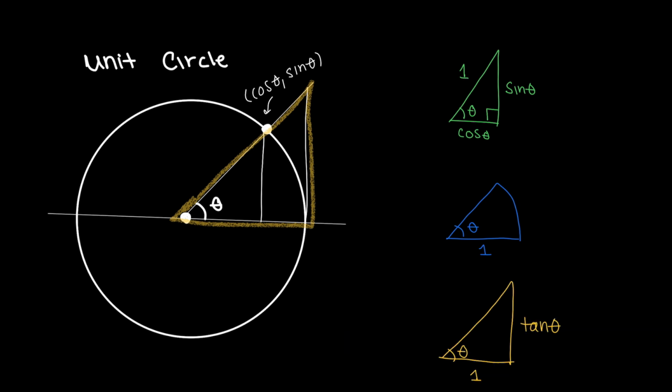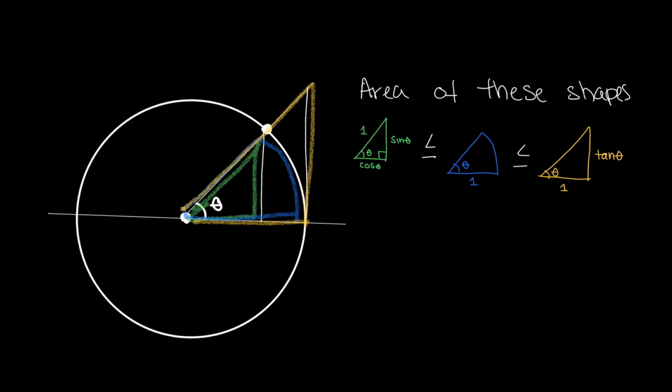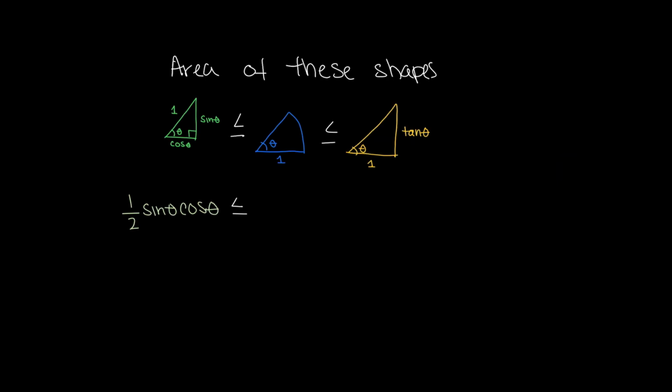Okay, so I've got these 3 shapes within my figure, and looking at this picture, I can see that the area of the green triangle is going to be the smallest. So the area of the green triangle is always going to be less than or equal to the area of the sector, and that's always going to be less than or equal to the area of the yellow triangle. So I'm going to start with this inequality here. These 3 objects have areas such that, again, the green triangle has the smallest area, the blue sector in the middle, and the yellow triangle has the largest area.